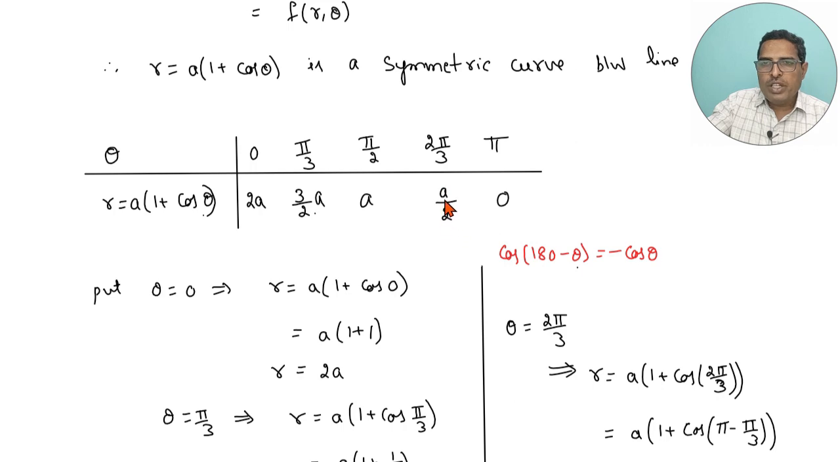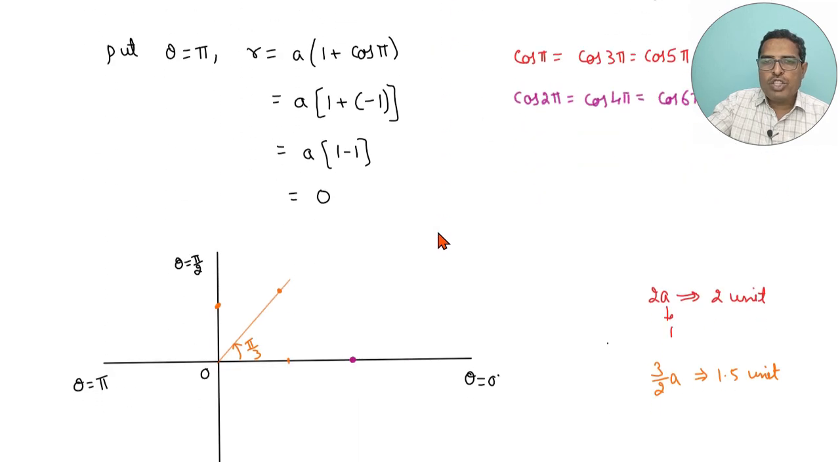So 120 is a by 2. So from this point you can just measure 120 degree. Somewhere over here you will be getting 120 degree. Measure. And what is the length you are having? The length that you are having is only a by 2. A by 2 is half. So a by 2 represents what? a is taken as 1, so it is half unit. Half unit means 0.5. So you can just measure 0.5 and write down over here.